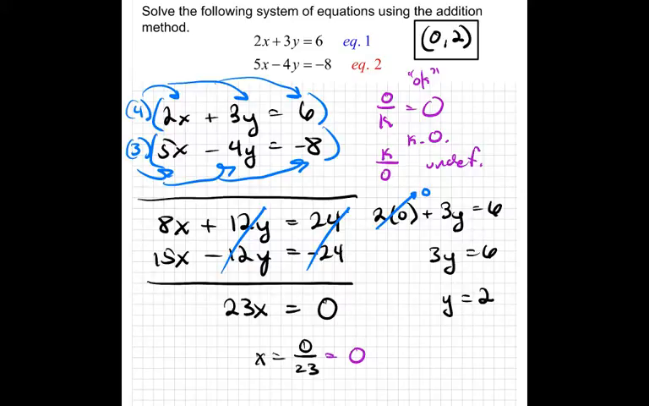Okay, let's see. So if we do a quick check, 3 times 2 is 6. That checks out. -4 times 2 is -8. So that solution, that ordered pair works in both equations.